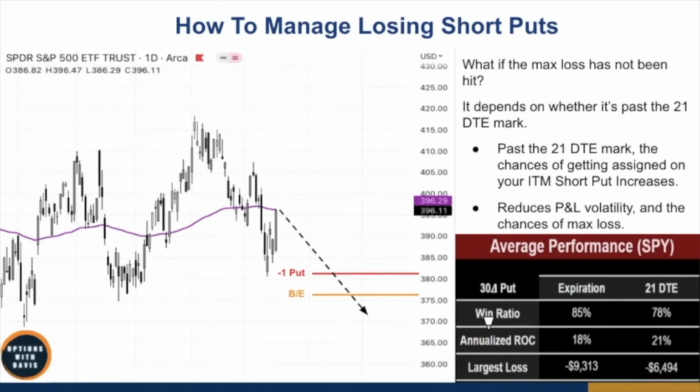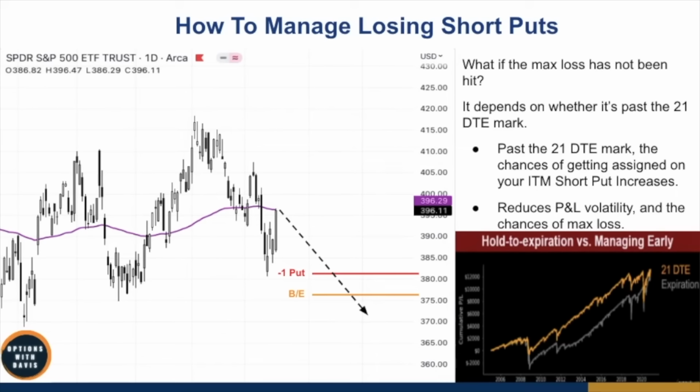You can also see that in terms of average performance, when you manage at 21 days to expiration, it's actually much better. Although the win ratio is slightly lower than if you hold to expiration, your return, as you can see, is actually higher. The reason is that you control this number, the largest loss, because a big loss like this can really take out a lot of the winners you have. So when you manage at 21 days to expiration, you eliminate the big losses that come with holding all the way to expiration.